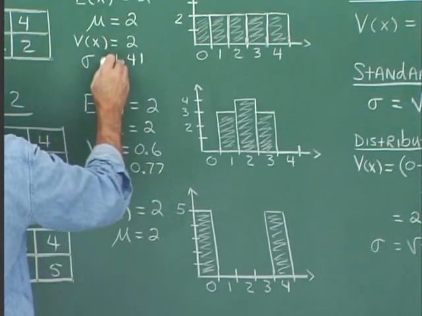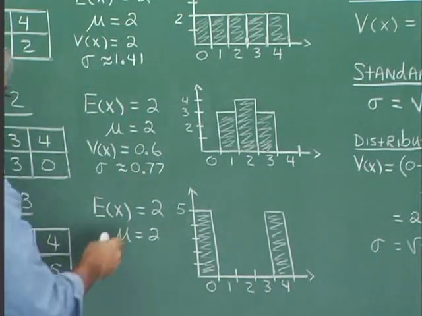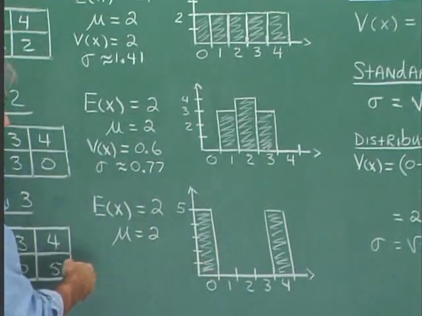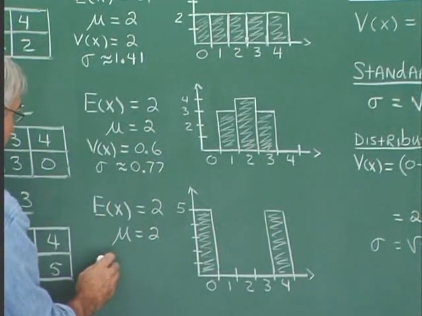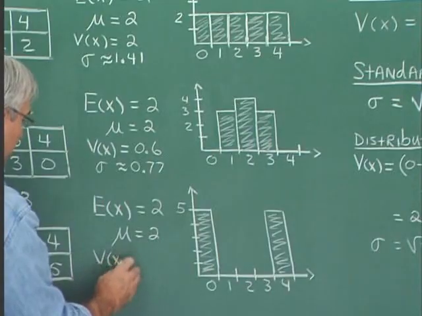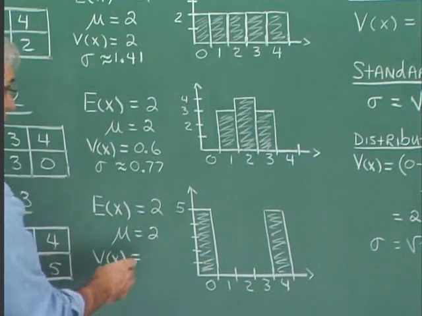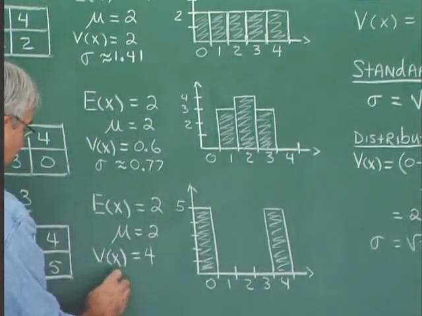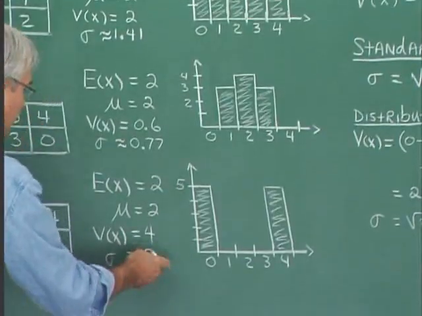I should put approximations here to be technically correct. And for this third one, we would expect the variance and standard deviation numbers to be larger, and that turns out to be the case. When we make the calculation, the variance turns out to be 4, and the standard deviation is the square root of 4, or 2.